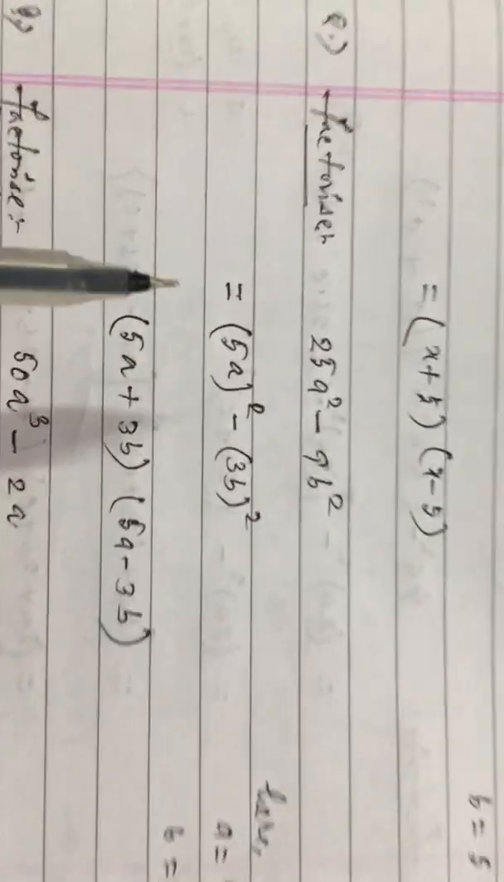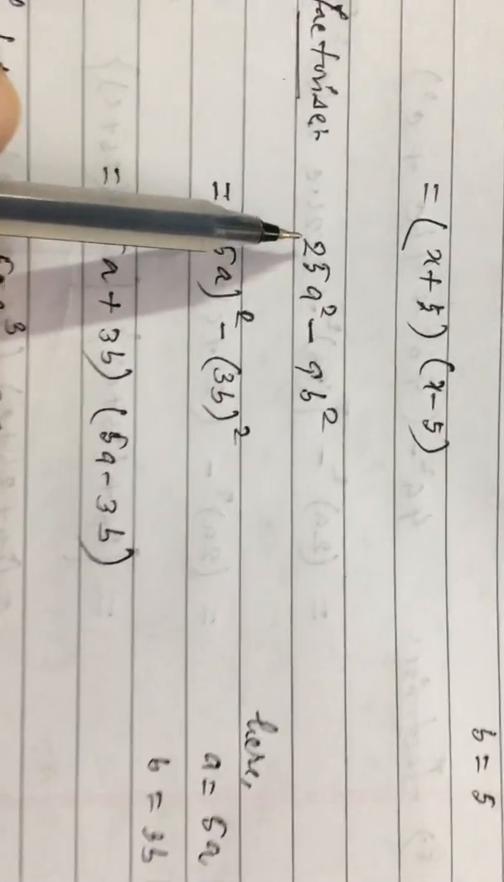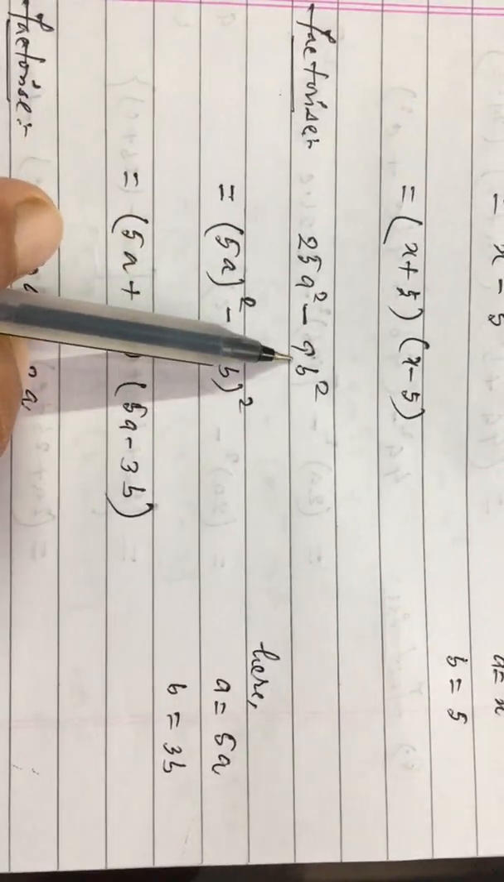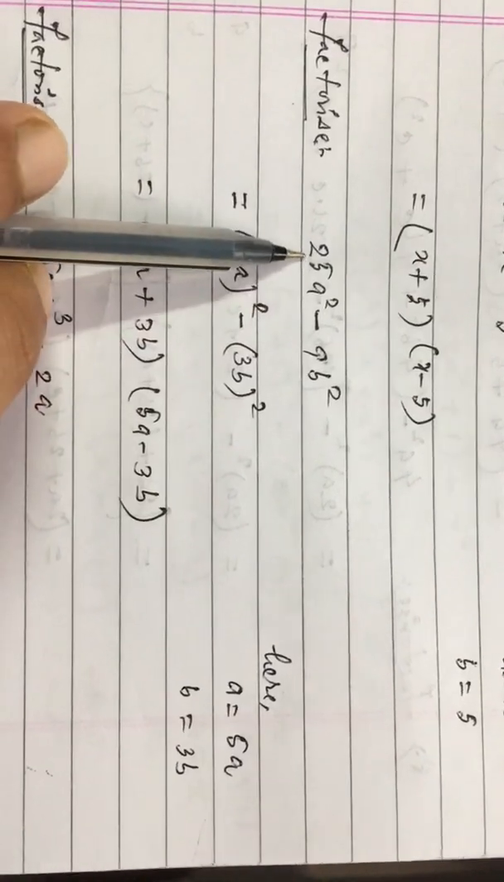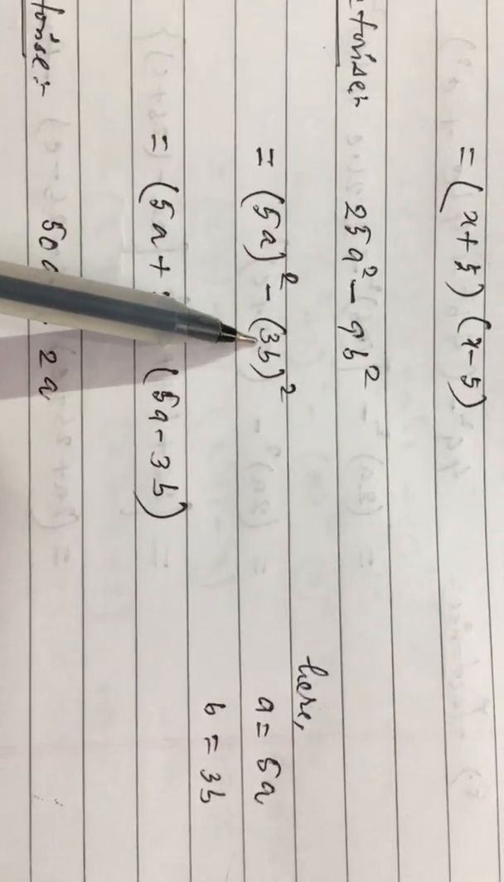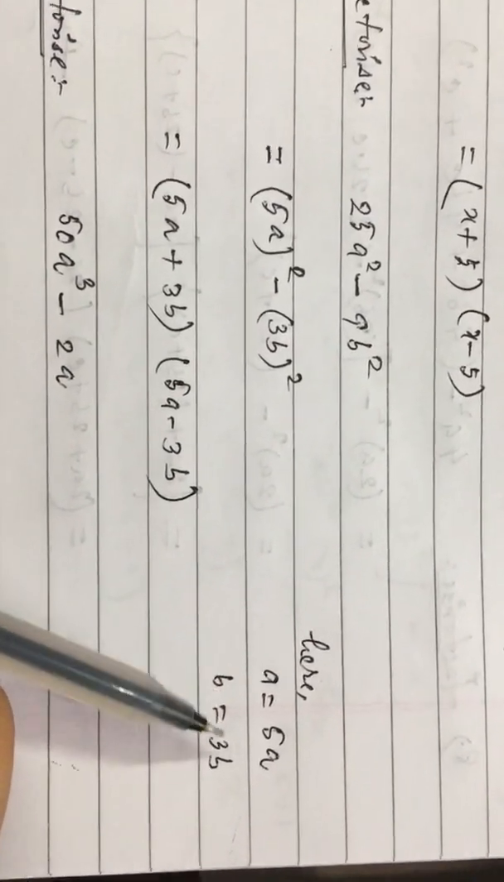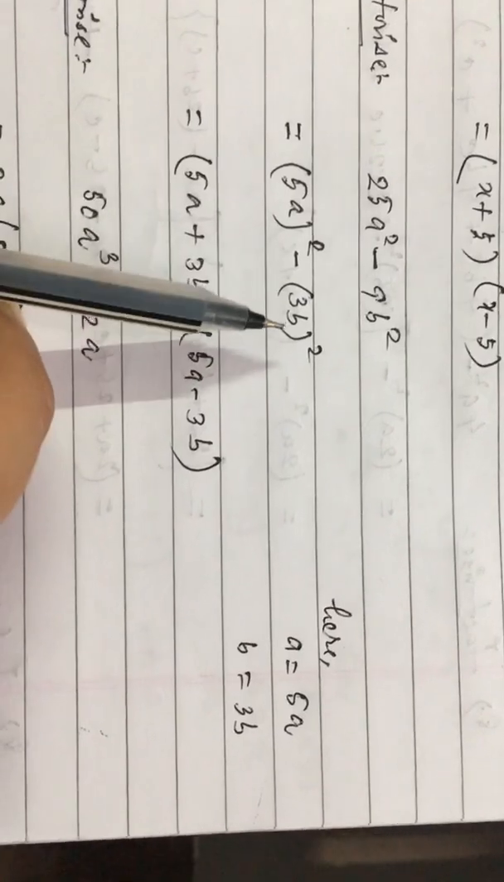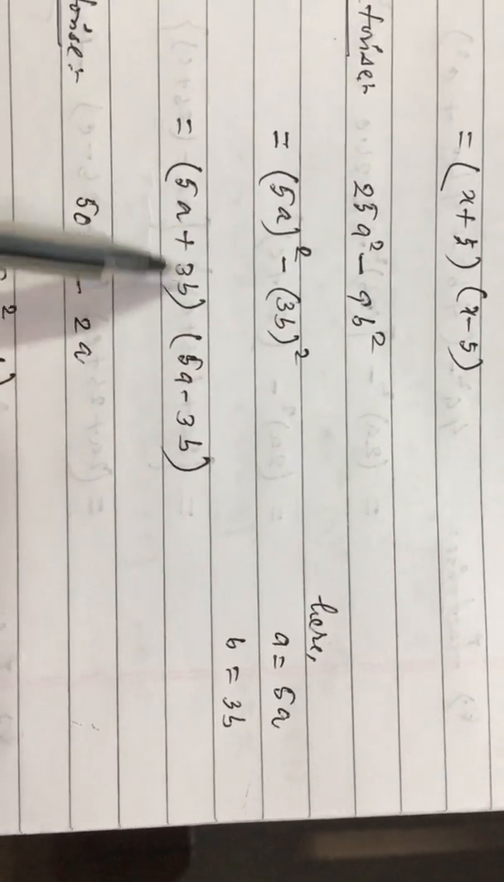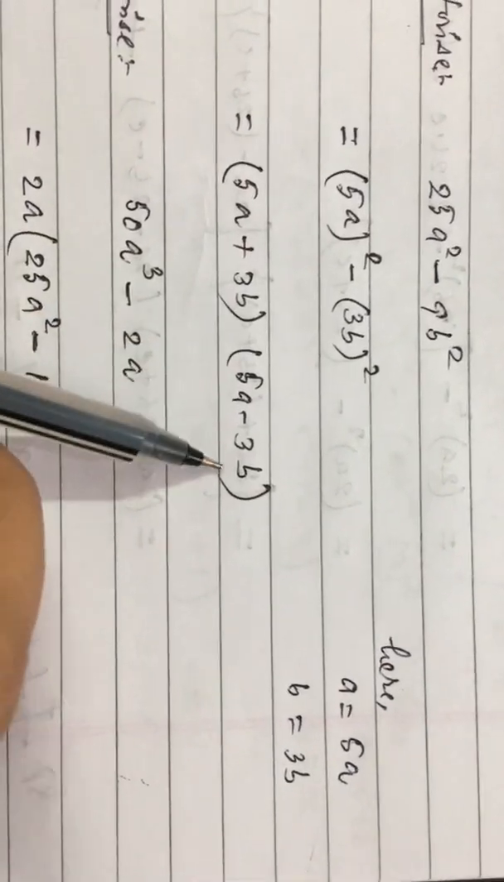Now see one more question. Factorize 25a square minus 9b square. So 25 is the perfect square of 5 and 9 is the perfect square of 3. Now suppose here a is 5a and b is 3b. Now a square minus b square will be a plus b and a minus b. It means 5a plus 3b and 5a minus 3b.